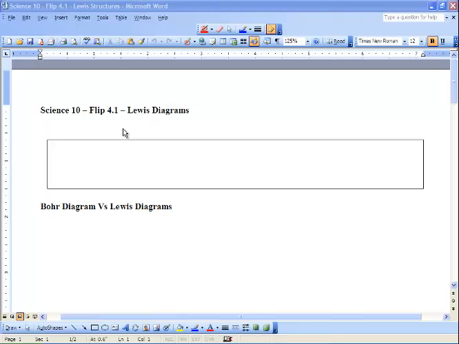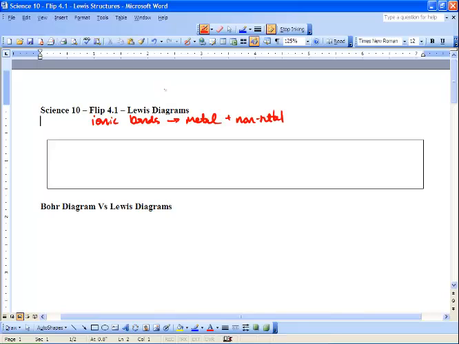Now last class we looked at ionic and covalent bonding, and we'll do a quick reminder here. Ionic bonds are a metal plus a nonmetal, and covalent bonds were a nonmetal and a nonmetal. Remember that with ionic bonds we drew them and saw the electrons get borrowed, gained, lost, or stolen. With covalent bonds, we saw the electrons be shared.